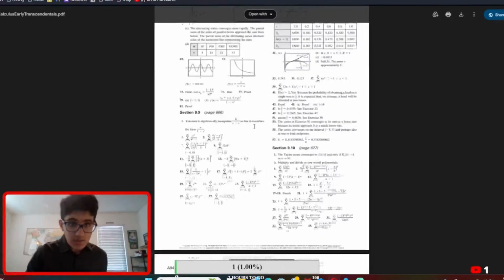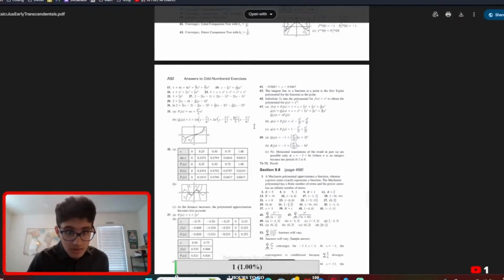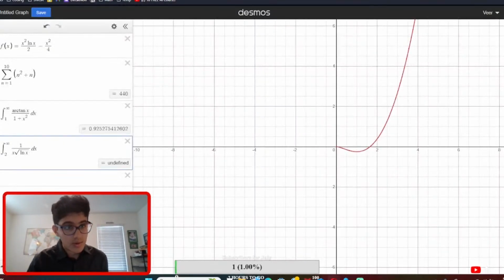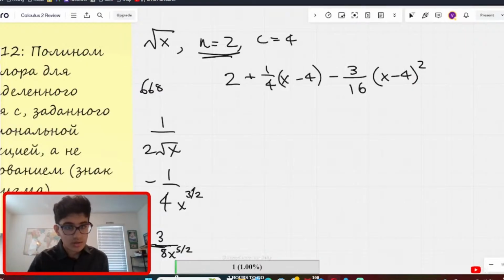Okay, 9.7 should be right around here. 29. 2 plus 1/4 minus 1 over 64. Okay, that's wrong. Bad job there. Oh, wait, I went one derivative ahead, right? Yeah, wait, I'm actually stupid. This is the third derivative. I went all the way to the fourth derivative, which is wrong. This part is correct. This part, the coefficient is wrong.